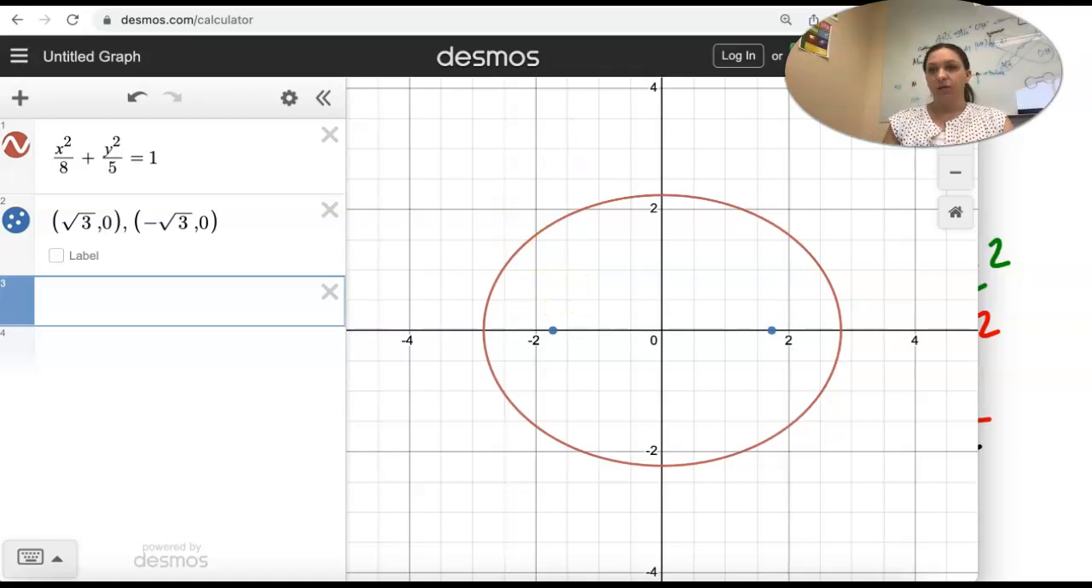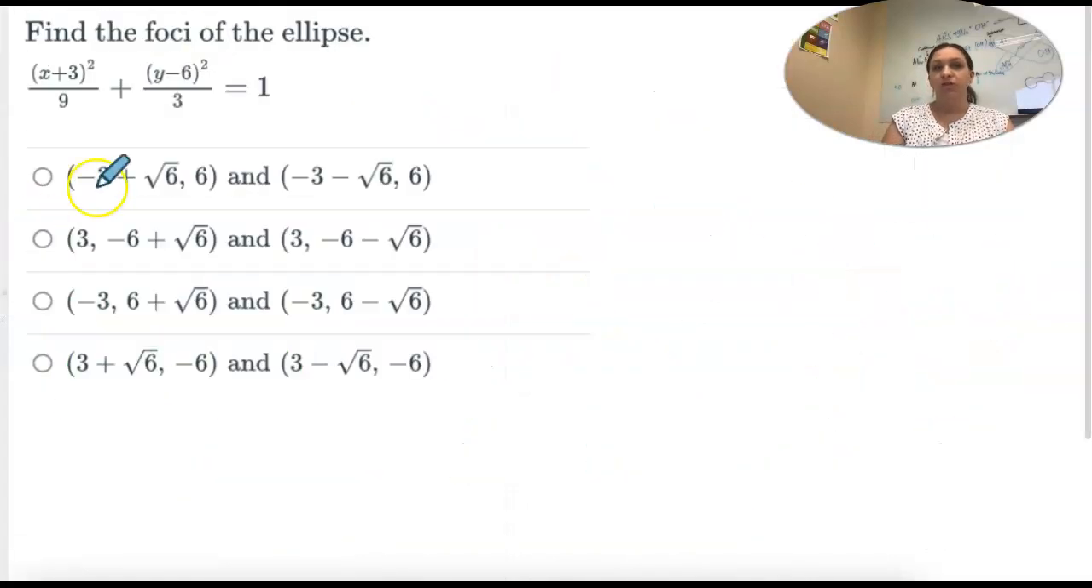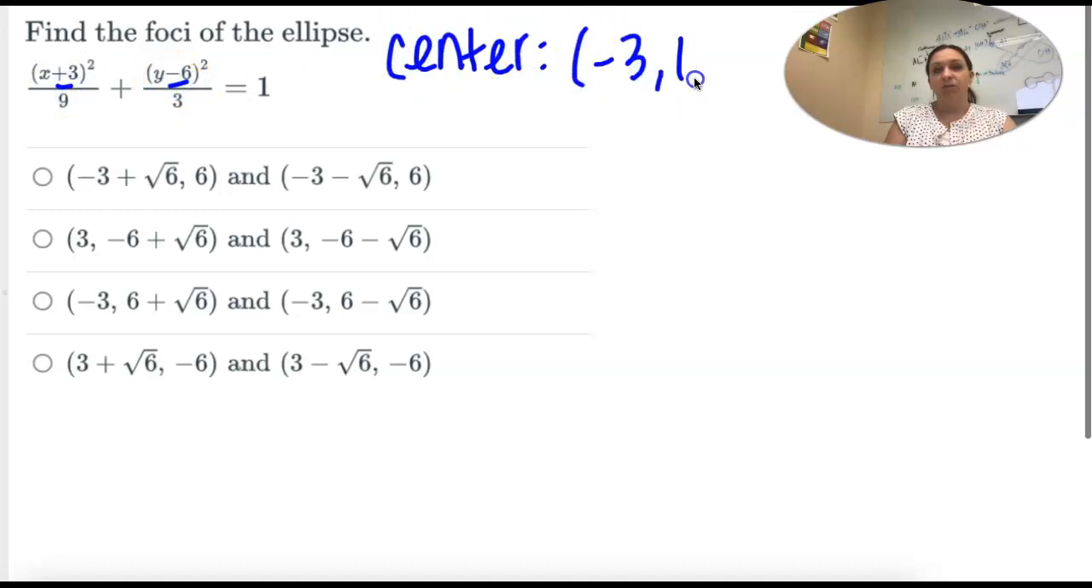But on this new equation, it's just like a circle. Our center would be the opposite sign, negative 3, positive 6. So we're taking it and we're moving it. Okay? So you guys need to move the foci with the whole ellipse as it shifts. So let's look at the equations for that.